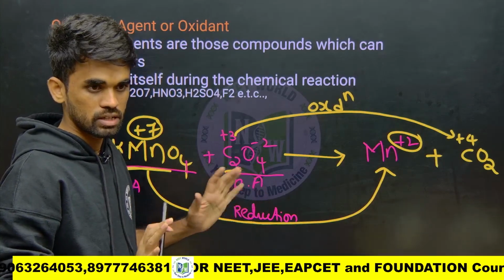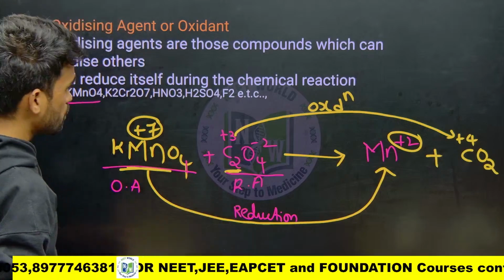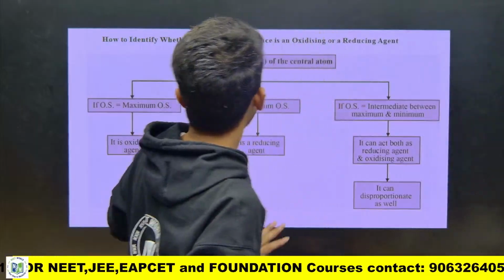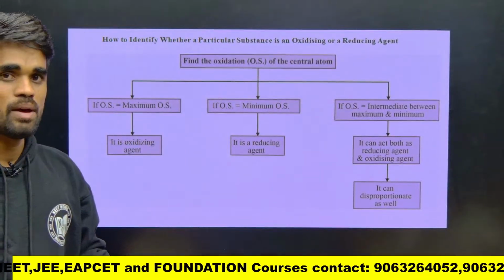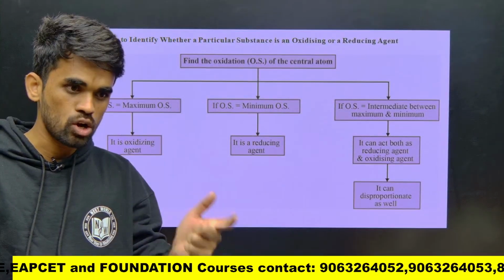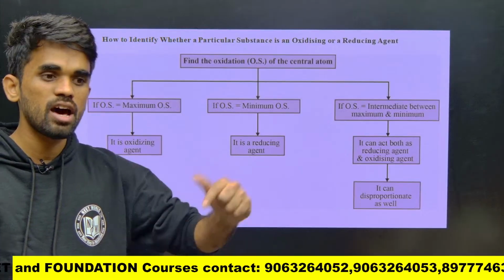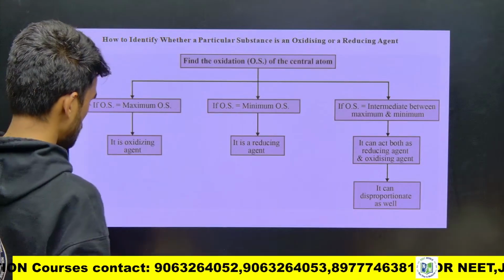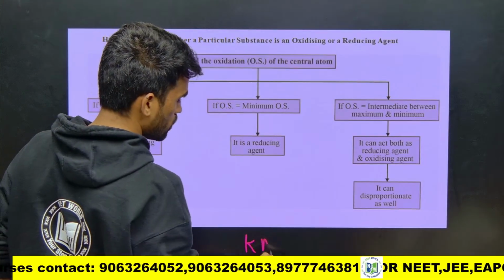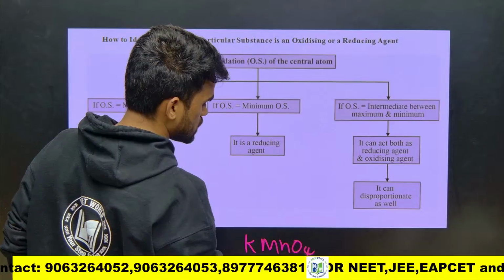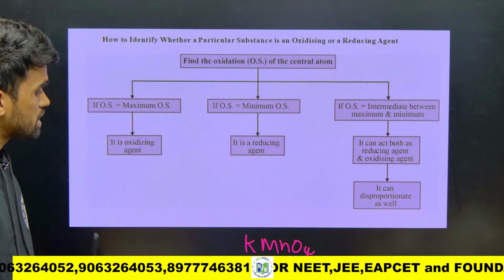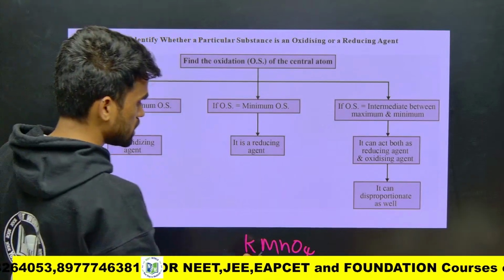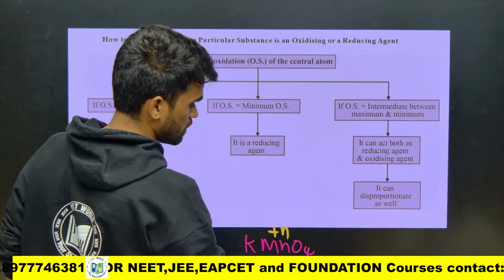You should understand. Now one thing you need to know here: how can we decide whether a particular molecule will act as an oxidizing agent, a reducing agent, or both? Do you get what I am asking? See, I gave KMnO4 and I am saying this is an oxidizing agent. How can we say it does not act as a reducing agent? What is the oxidation state of manganese over here? +7.